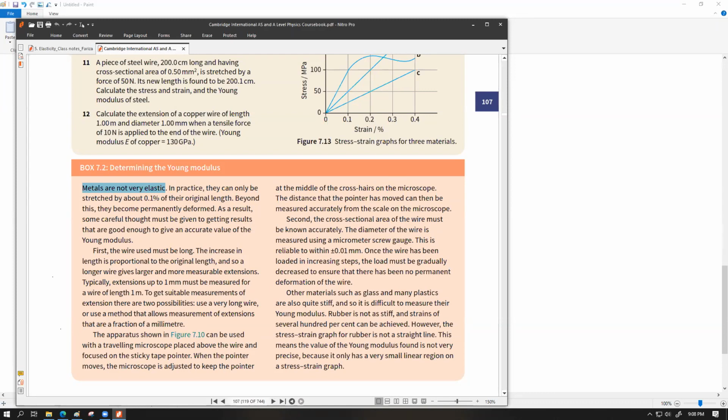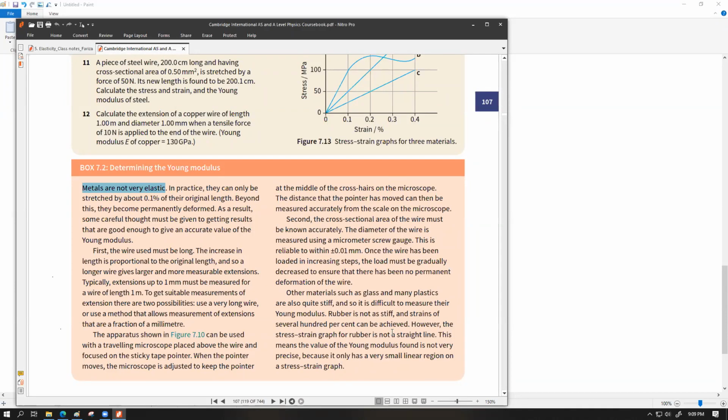এখানে একটা জিনিস তোমাদেরকে আমি একটু ফার্দার বলি। হ্যাঁ, এই প্যারাগ্রাফে একটা জিনিস খেয়াল করা যায়, সেটা হচ্ছে other materials such as glass and many plastic are also quite stiff, so it is difficult to measure the Young modulus. Rubber is not as stiff, and strains of several hundred percent can be achieved. মানে হচ্ছে a rubber specimen can be stretched up to double and triple times of its original length.